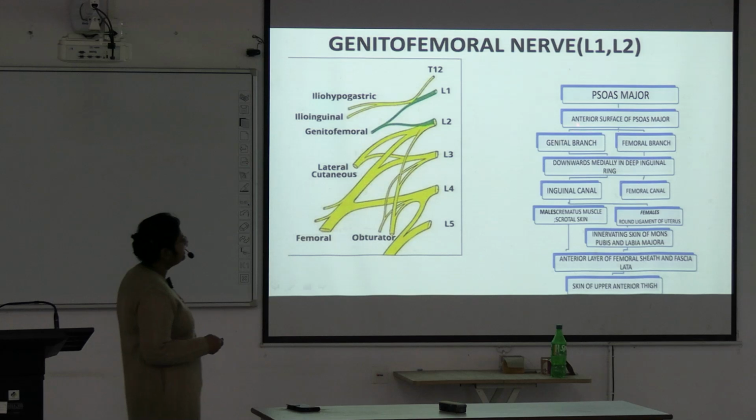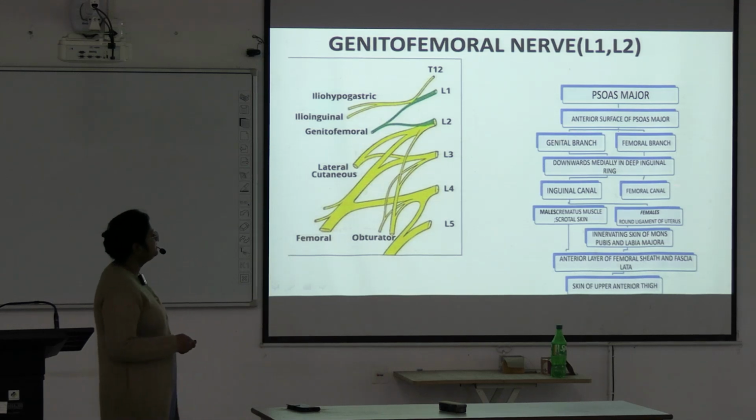In case of the genital branch, it supplies the cremasteric muscle and scrotal skin in males, and innervates the mons pubis and labia majora in females. Also in the round ligament of the uterus in females. The femoral branch passes through the femoral canal, supplying the anterior layer of the femoral sheath and fossa lata, and supplying the skin of the upper anterior part of the thigh. So this is the supply of these two branches.